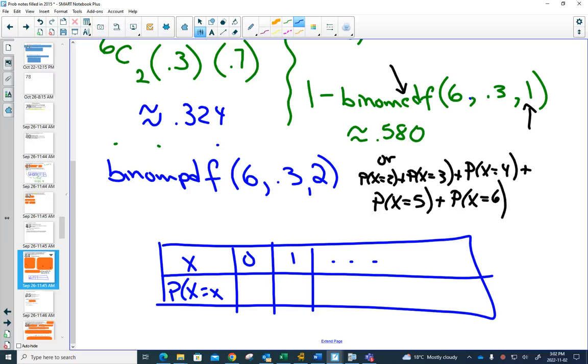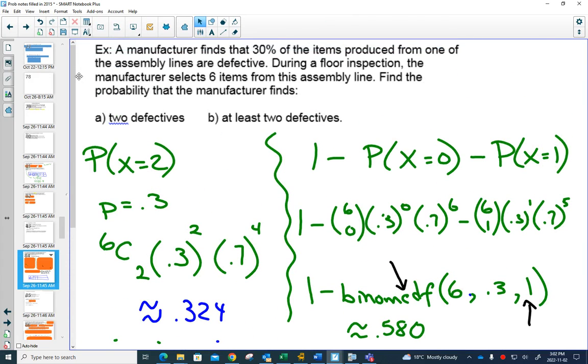The hard part for these questions is recognizing them. So if we look back at the beginning, it's a binomial distribution if you have the same percentage happen all the time and a certain number of times that it happens. This time they pulled 6 items, so we had 6 trials. Each of those trials had a 30% chance of being it.